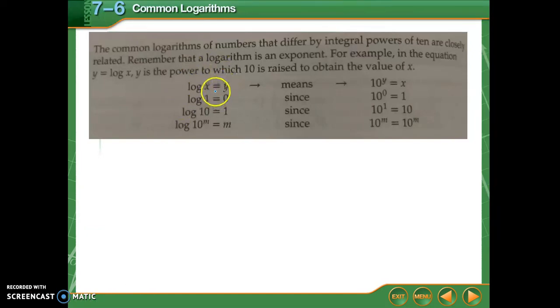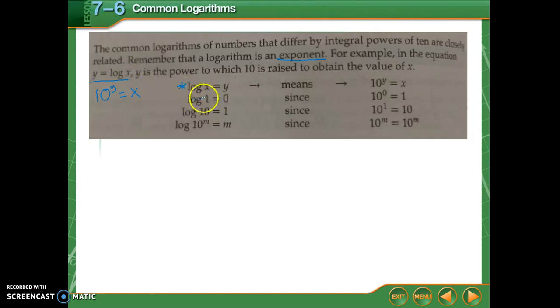Common logarithms and logarithms of things that are different by a power of 10 are very common. Remember that logarithms are exponents. So for example, if I have the equation y equals the log of x, that's log base 10 since I don't have a subscript written there. That means that y is the power, right? If we wanted to write that in exponential form, we would write 10 to the y equals x, which is actually what they show you here in the first line. So y means what power do I need to raise 10 to get x?